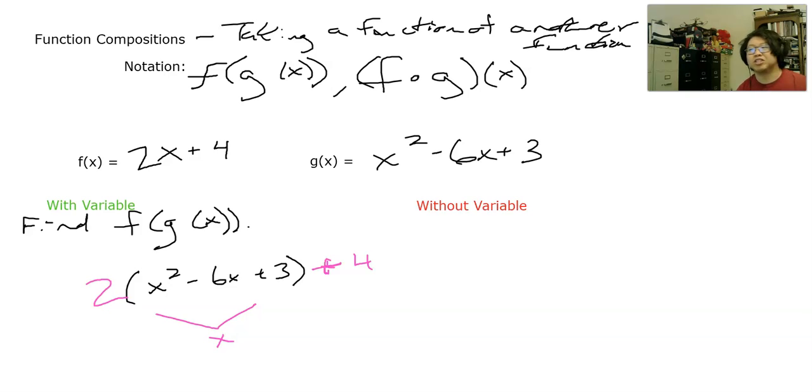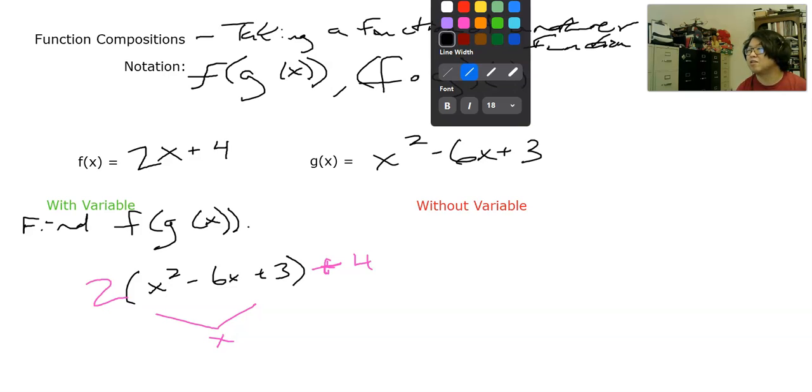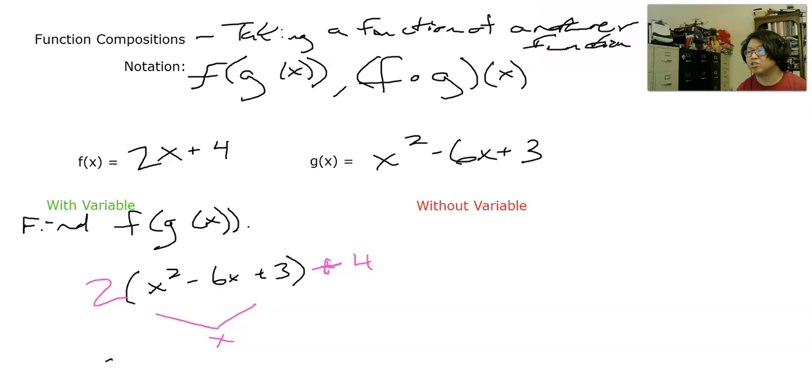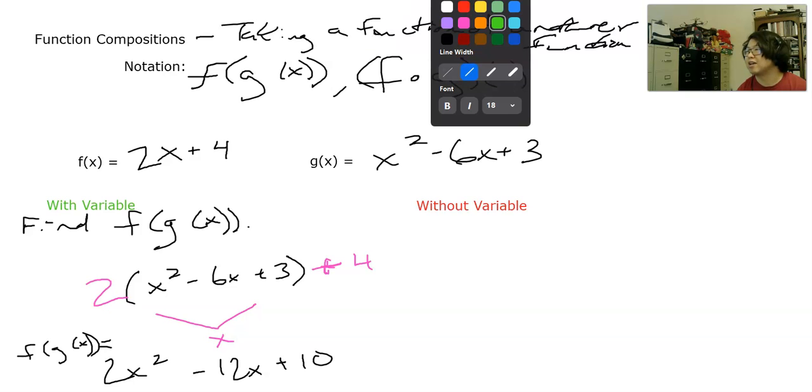Now to simplify it, obviously, you would just take the number out here and distribute to get your nice simplified form. 2 times x squared is 2x squared, minus 2 times 6, which is 12x, plus 2 times 3, which is 6, plus 4 on the outside, which combine those into 10. I'll go ahead and erase them and put them as 10, to save myself a little bit of space because I'm running out. And this would be the function f of g of x. This thing right here. I'll use a green box to indicate that that's my answer there.